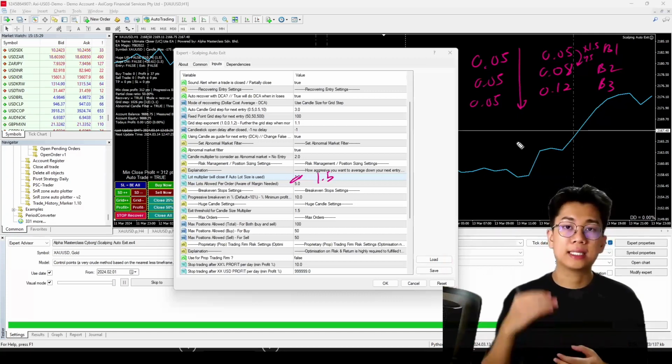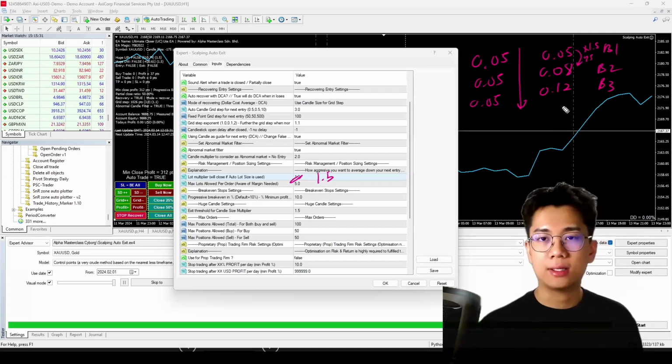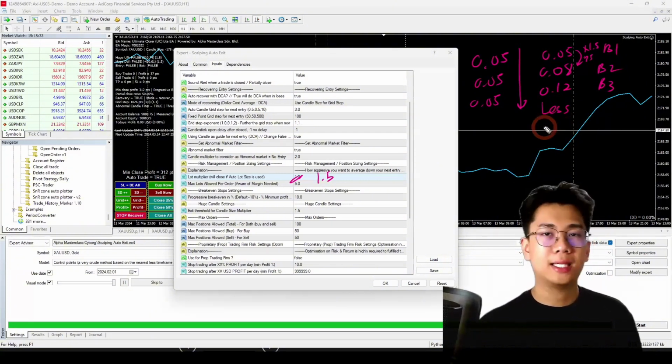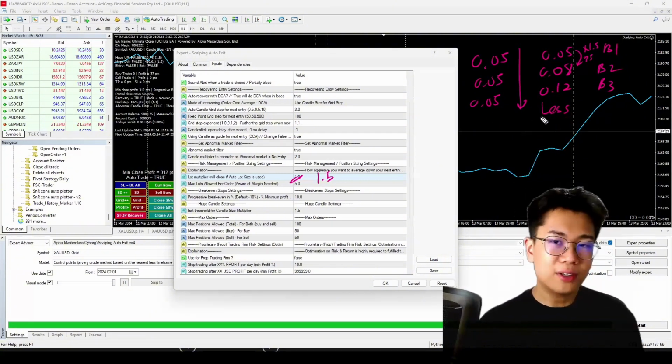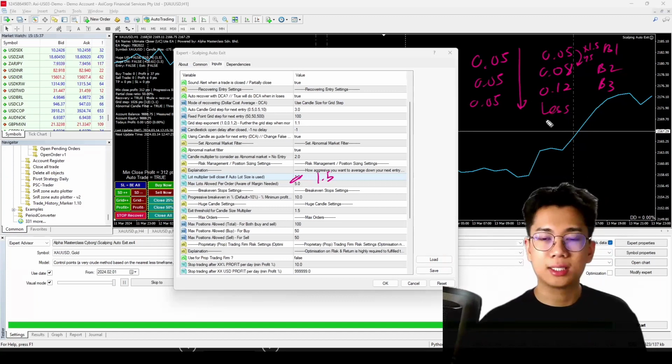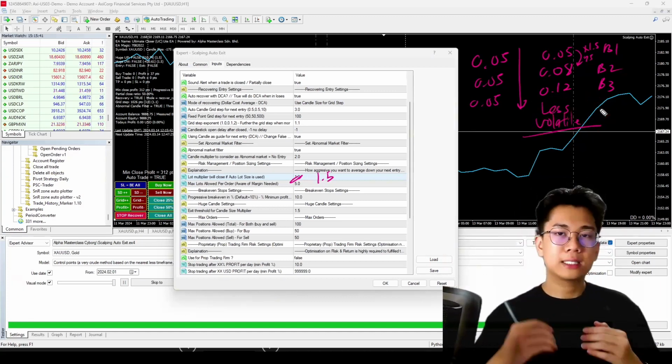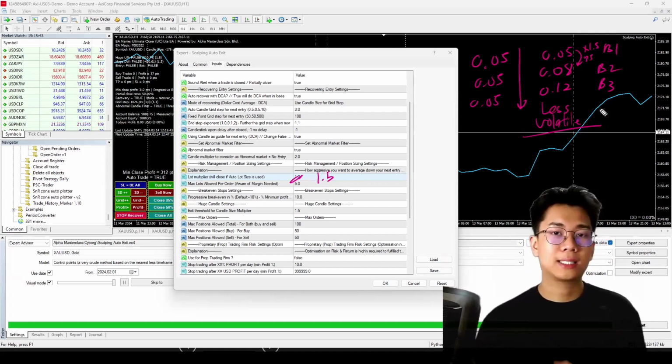Let's say the market is less volatile. Yes, then you can use this kind of setting. For markets like gold, S&P 500, Bitcoin, better don't use this, unless the market is less volatile, then you can slightly increase the lot size as the market goes.